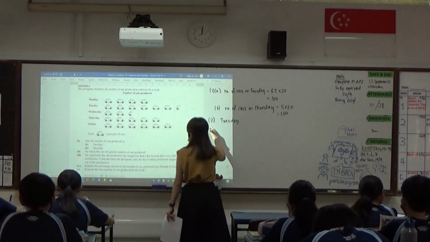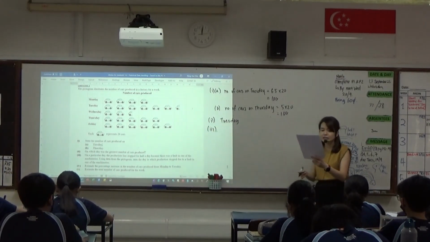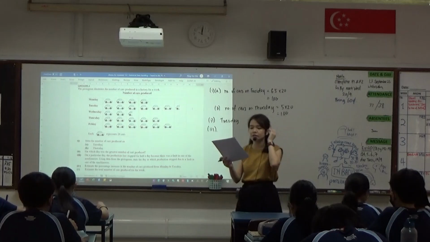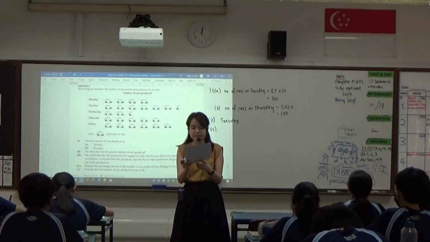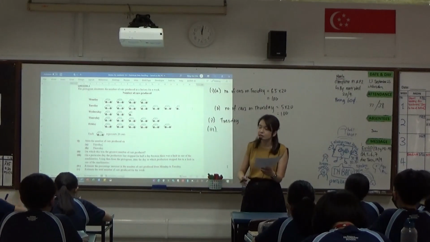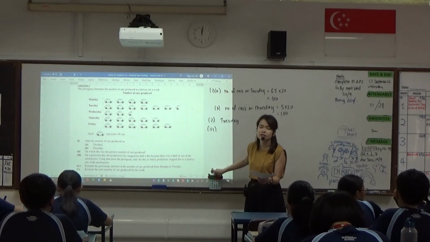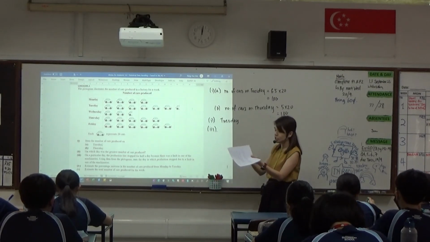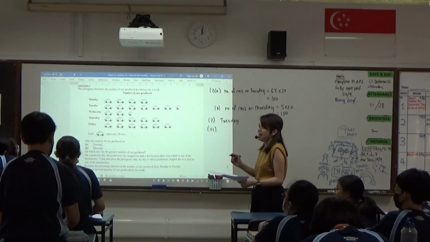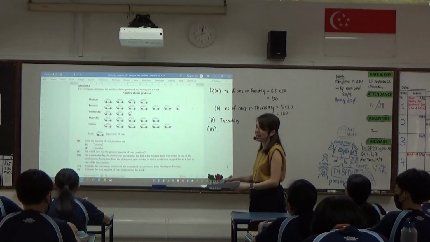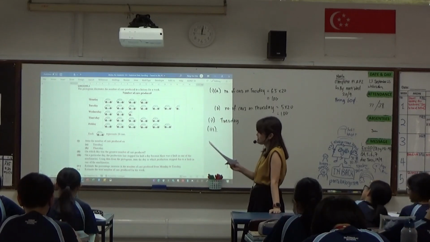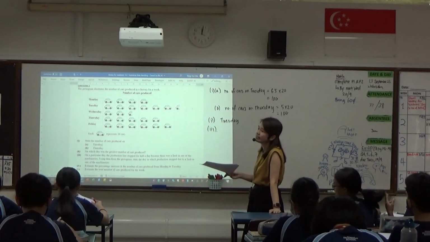Part 3. On a particular day, the production line stopped for half a day because there was a fault in one of the machineries. Using data from the pictogram, state the day in which the production stopped due to a fault in one of the machineries. So observing this pictogram, which day do you think there was a stop in terms of production? Which day do you think there was a stop in production?